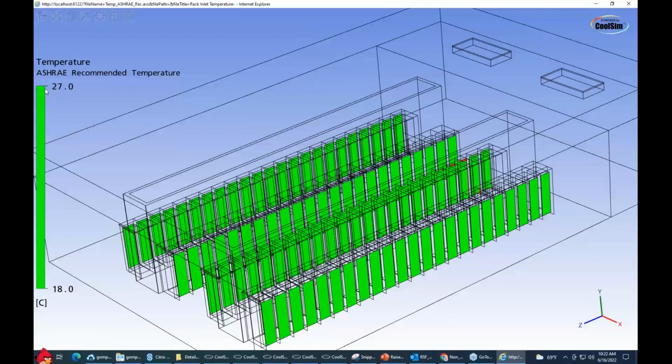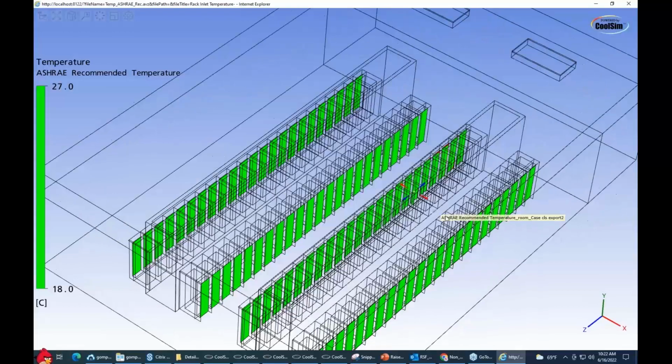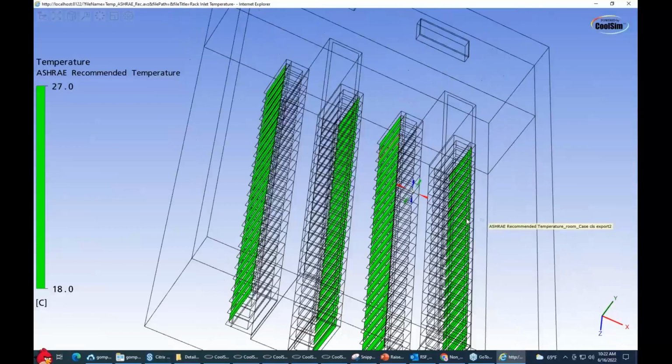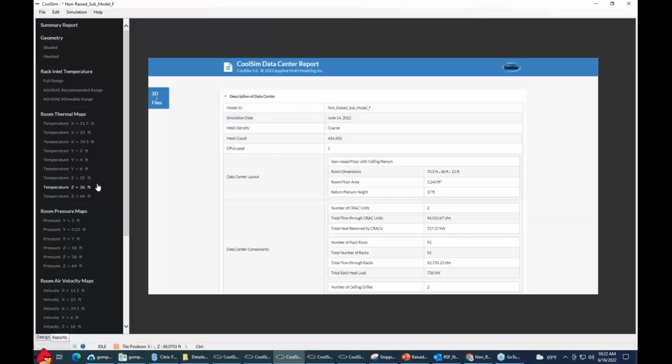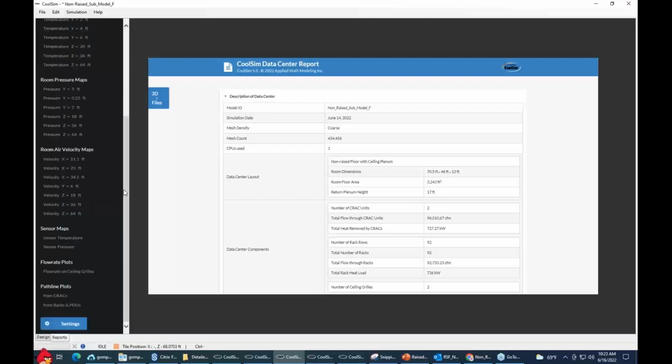So what happens here is if there's any red, and you see it starting to show a little bit of red over here, okay? So why are we showing a little bit of red? So let's take a look now at some of the other flow characteristics going on in this room.